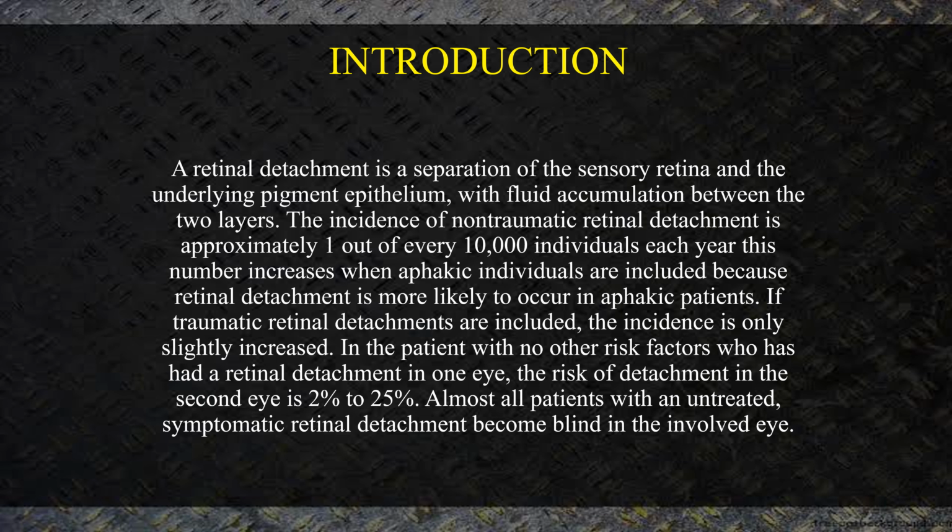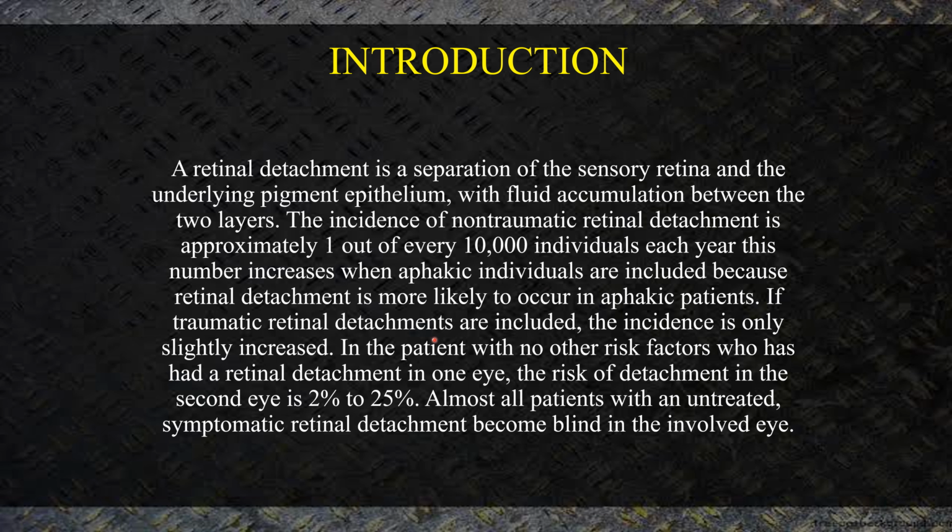And if I include the aphakic individuals, as it is written over here, what do we understand by aphakic? It means the people who do not have a lens in their eyes. These people are called aphakic individuals. So if we include them, the rate will increase much more. And if I include traumatic retinal detachment, then the rate will increase slightly higher.